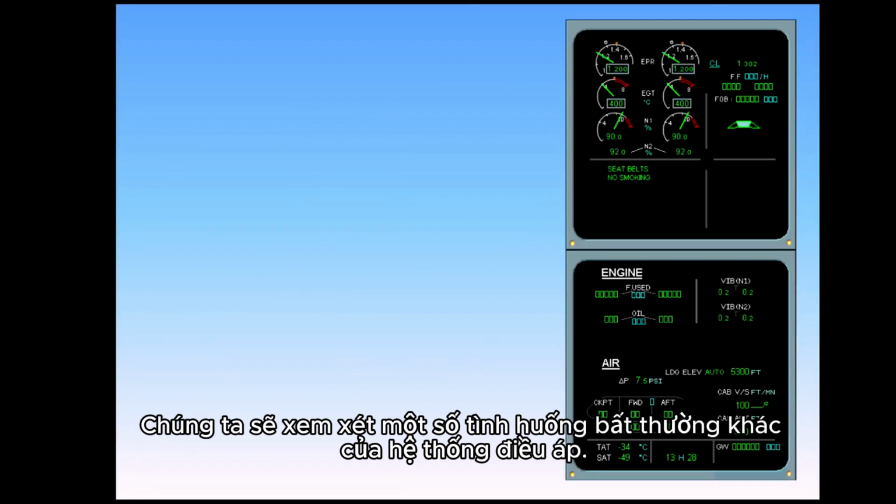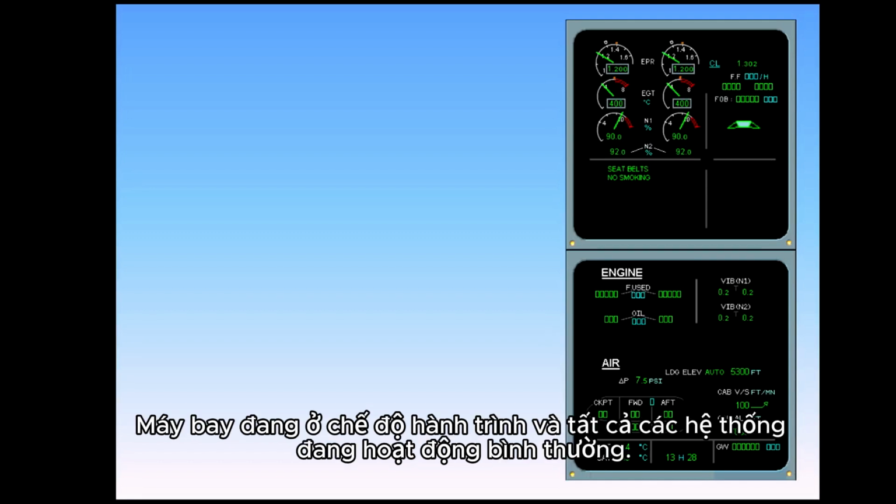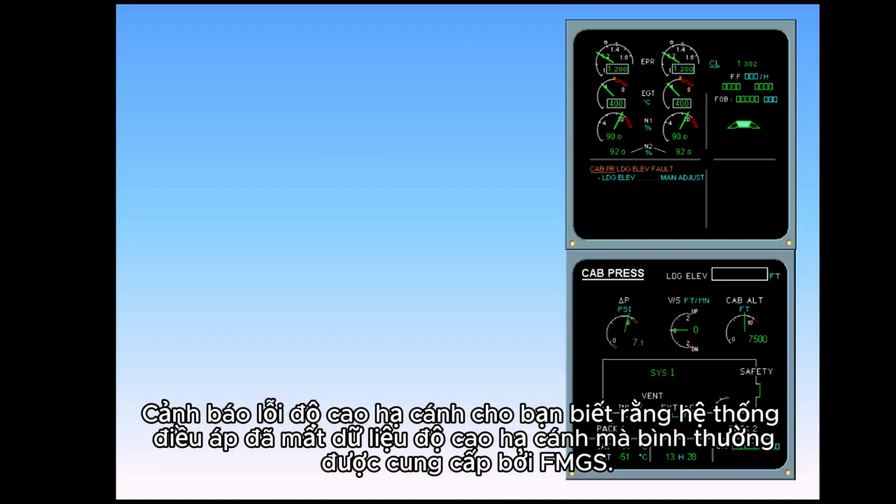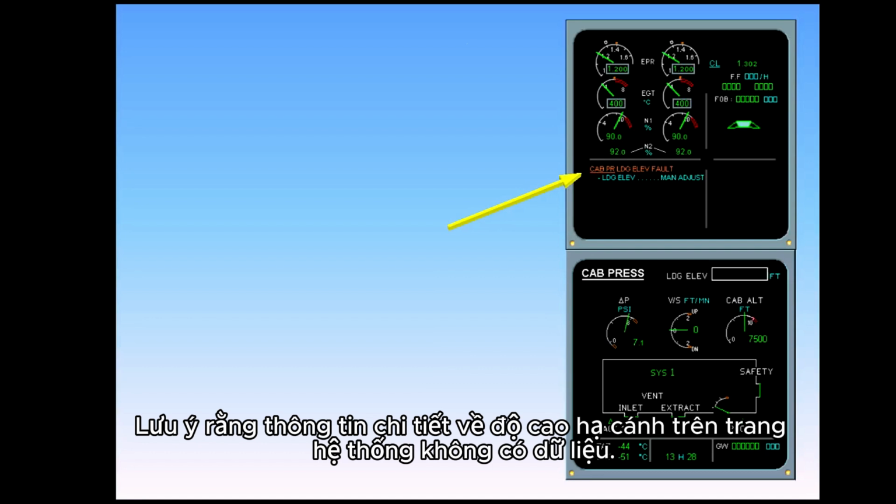We will look at some other abnormal situations of the pressurization system. The aircraft is in cruise and all systems are working normally. The caution landing elevation fault is telling you that the pressurization system has, for some reason, lost the landing elevation data normally supplied by the FMGS. Notice that the landing elevation details on the system page are blank.